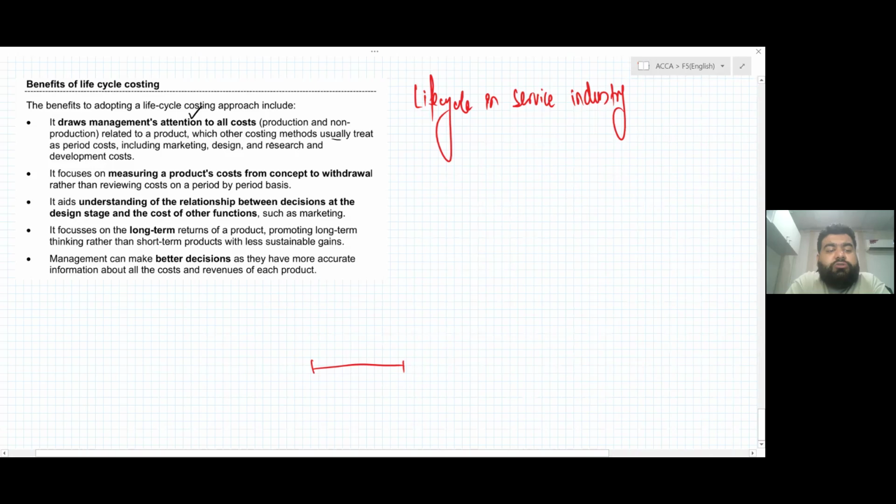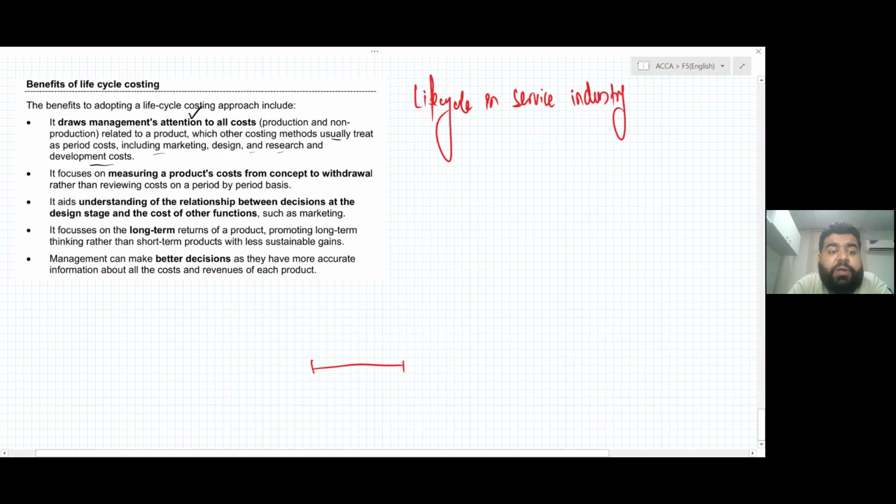Which other costing methods usually treat as period cost, including marketing, design, and research and development? Because basically, in traditional accounting, to calculate the cost per unit, traditional accounting says take only production cost, and after that when we're making the SPL, deduct the non-production cost as expense from there. But life cycle costing says don't separate production and non-production cost. Take all the cost. So if the managers are focusing on all the cost, obviously they will take better decisions than in traditional accounting.